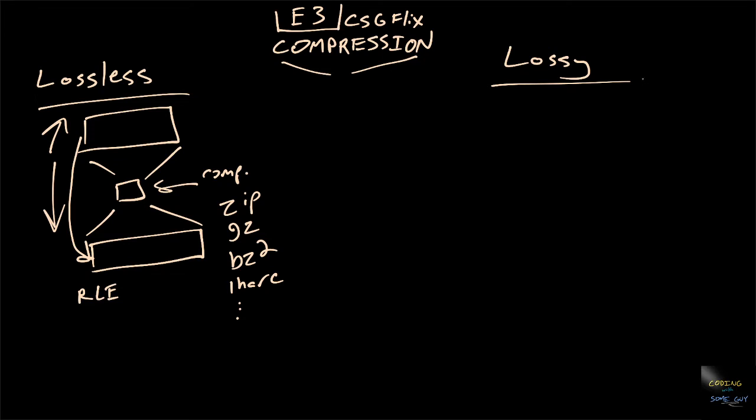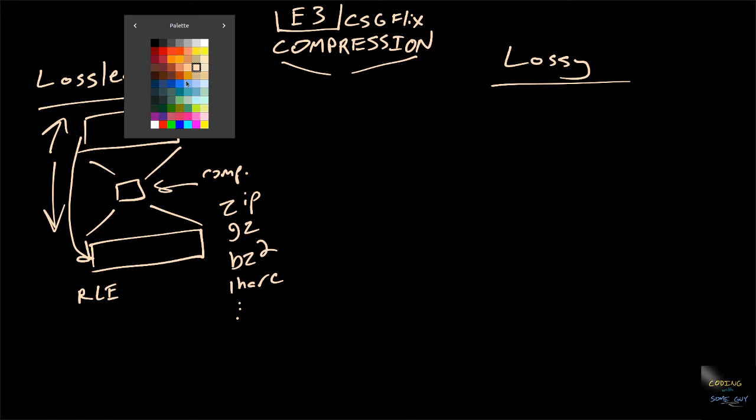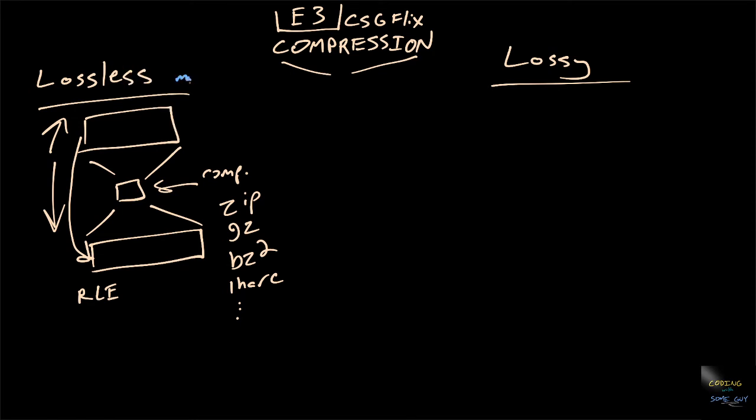Lossy, on the other hand, is about throwing away. So lossless, we're just making it small but exact. So we're able to reproduce from our original all the way back to our original, even if we throw it into a small intermediate format. Lossy, on the other hand, is about not exact.